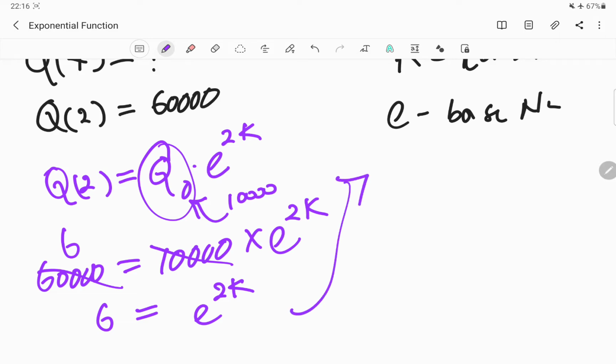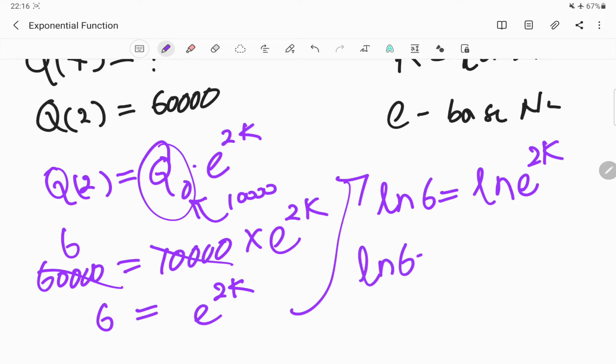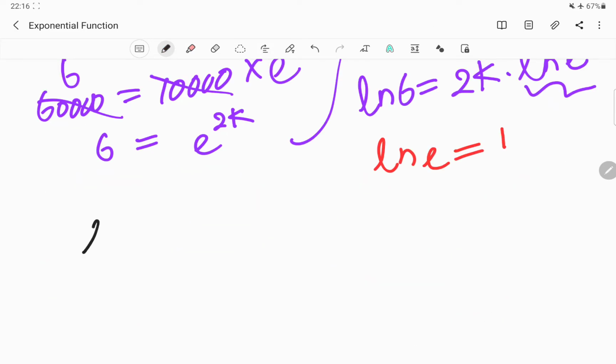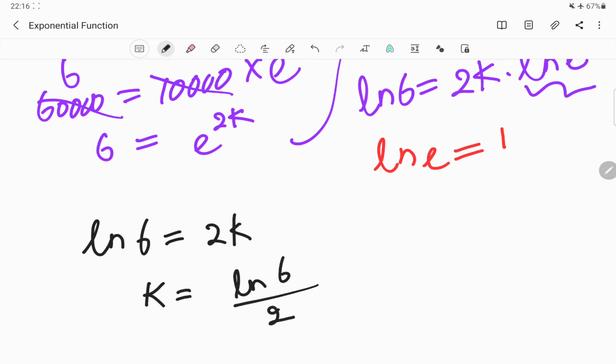Taking ln of both sides, ln 6 equals ln e to the power 2k, so ln 6 equals 2k times ln e. We know that ln e equals 1. So ln 6 equals 2k, and k equals ln 6 divided by 2. The answer is 0.8959.